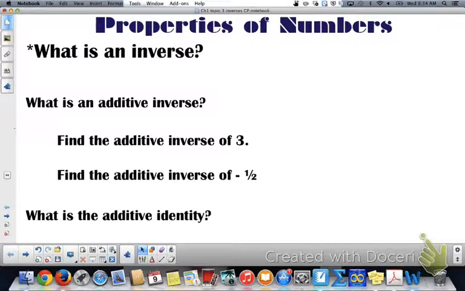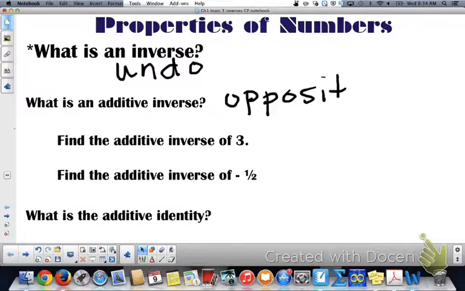Alright, today we're going to talk about properties of numbers. What is an inverse? An inverse is kind of like the undo button on your computer, okay? Edit, undo. If I add 2, the opposite would be to subtract that 2 to get back to what you started at, okay? So an additive inverse is like the opposite operation. Let me just write that now so you can write it down: opposite, okay?